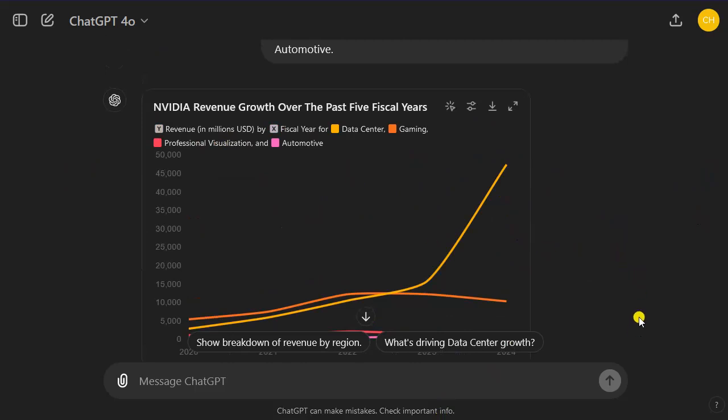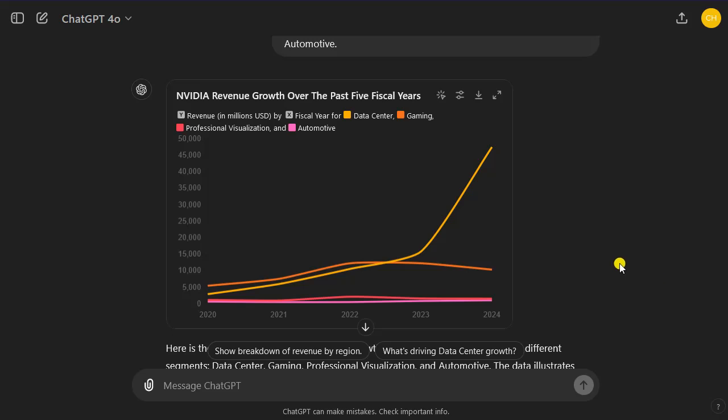Look at this beautiful plot. So let's maybe zoom a bit out. Here you can see NVIDIA revenue growth over the past 5 fiscal years. It did it in seconds, right? It gave me the revenue in millions. So we have roughly 50 billion in revenue from one segment, which is the data center segment.